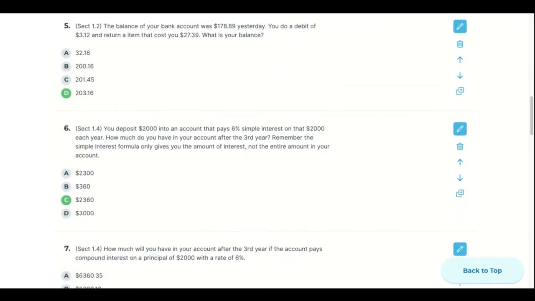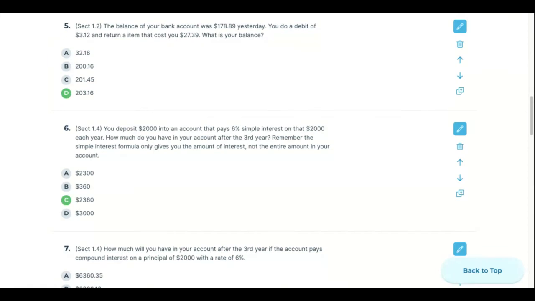I did get quite a few questions on these interest problems. They always seem to pose a problem, and I think it's because students are not used to using formulas, and you have to use formulas when there's a formula that goes with the problem. So in number 5, you're seeing the information there. It says the balance of your bank account is 178.89. You do a debit of 3.12 and a return of an item that cost you $27.39.